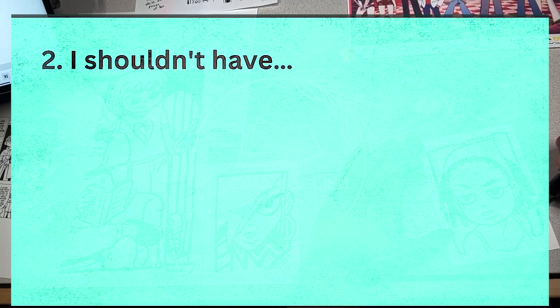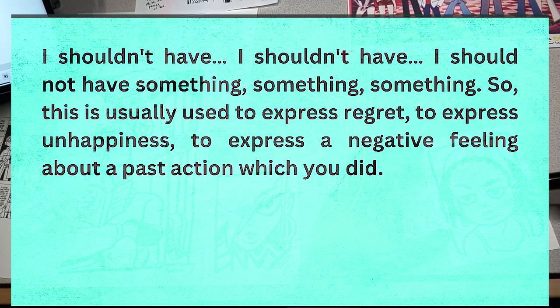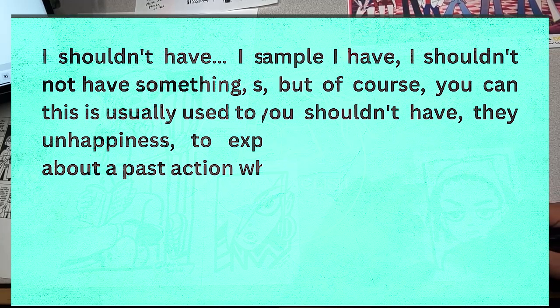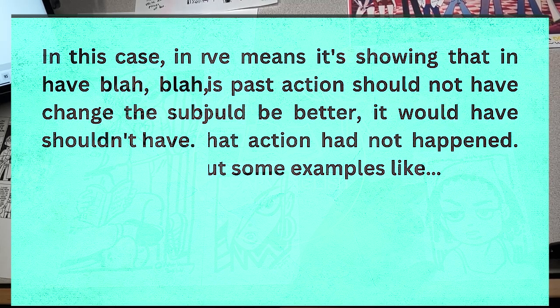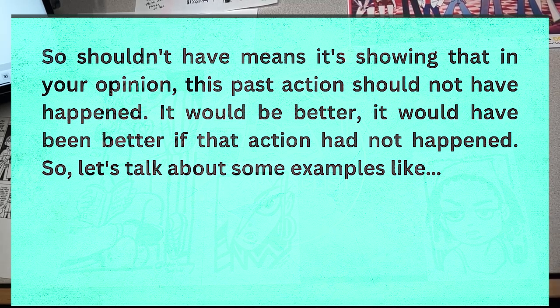2. I shouldn't have. I should not have something. This is usually used to express regret, unhappiness, or a negative feeling about a past action which you did. In my example, I shouldn't have blah blah blah, but of course, you can change the subject. You shouldn't have, they shouldn't have. Shouldn't have means that in your opinion, this past action should not have happened. It would have been better if that action had not happened.